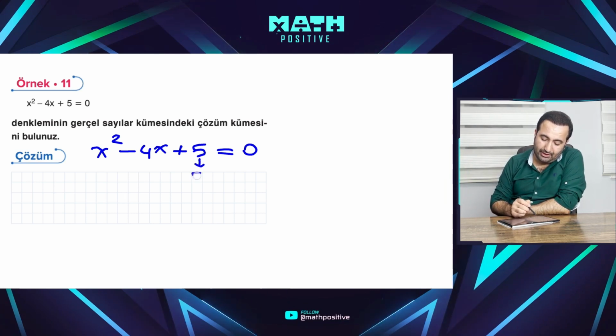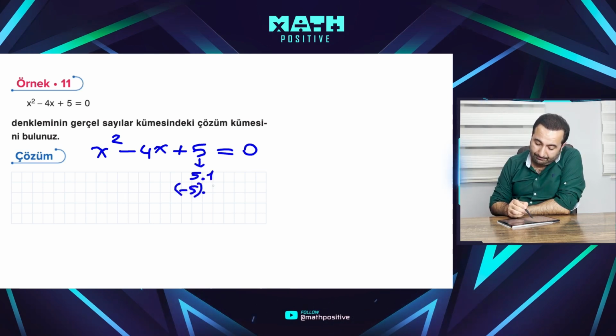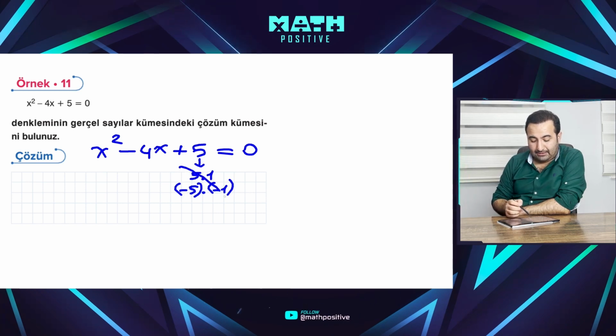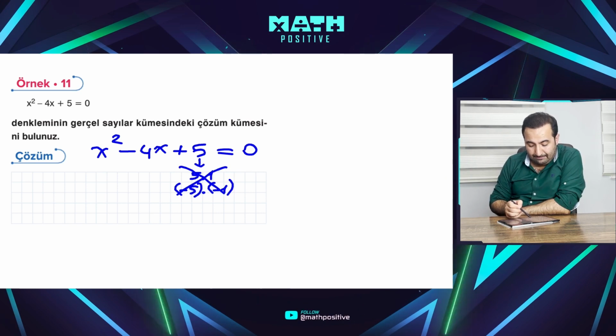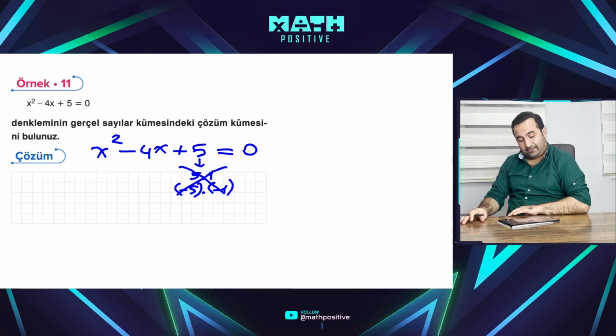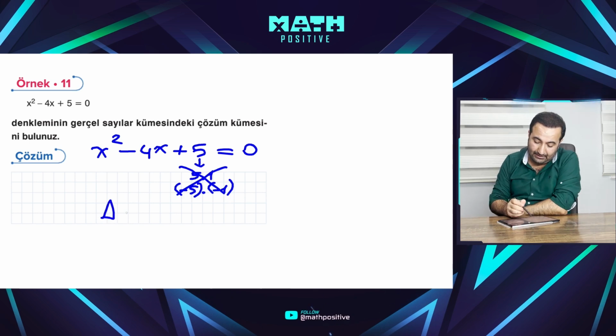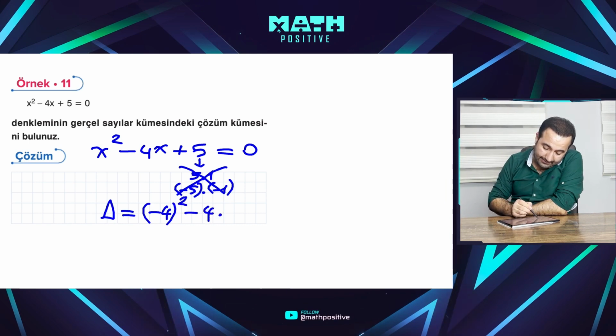Then we try to factorize this, but 5 is a prime. So 5 times 1 or minus 5 times minus 1 would give 5. But the sum of these numbers cannot be equal to minus 4. So this method doesn't work. Our second method was the discriminant method. Let's evaluate the discriminant of this equation.